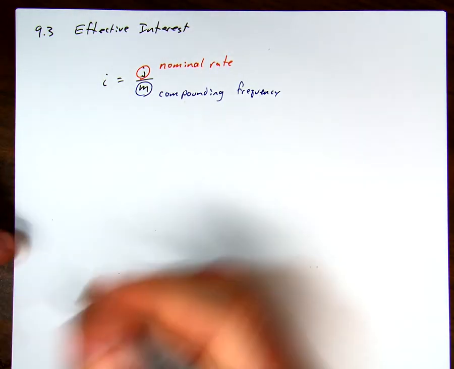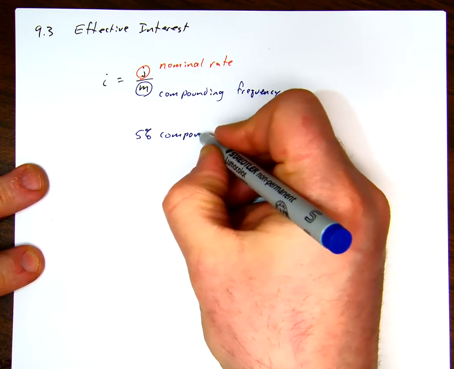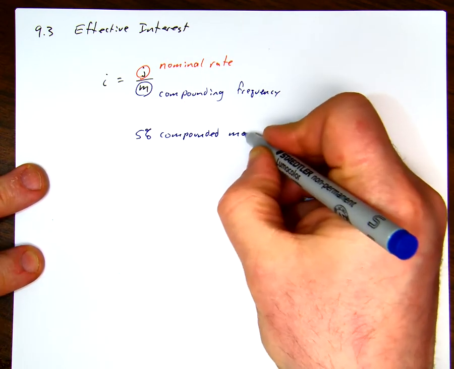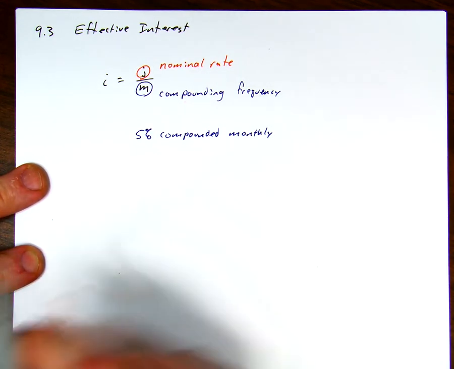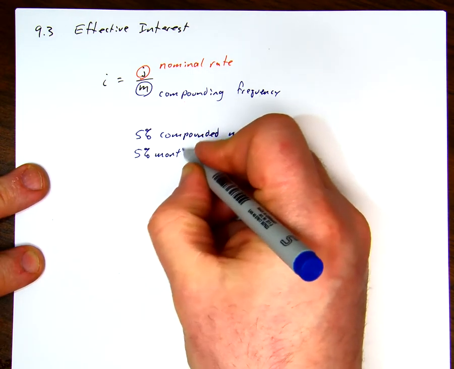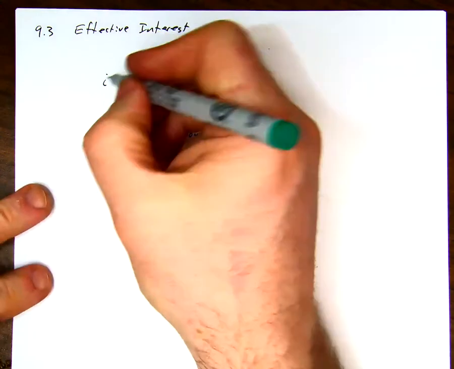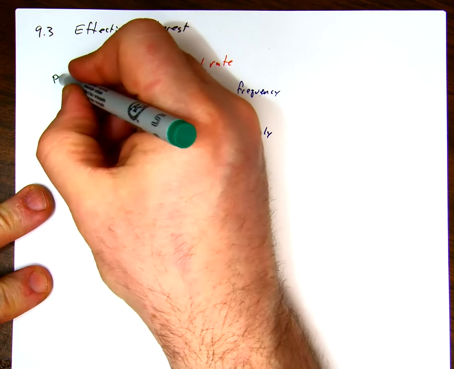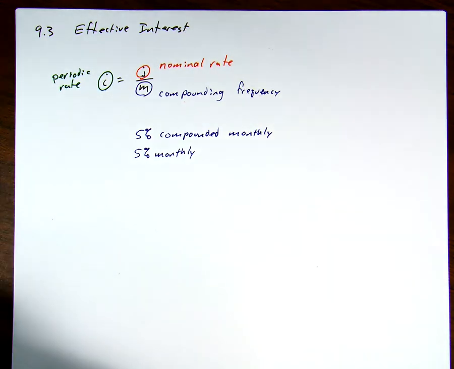So we always had statements that said this is 5% compounded monthly. And that's taking a nominal rate and a compounding frequency. What we calculated out of that was our periodic rate. And what a periodic rate is, this is the rate that we get per month.